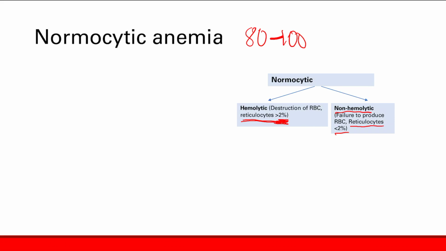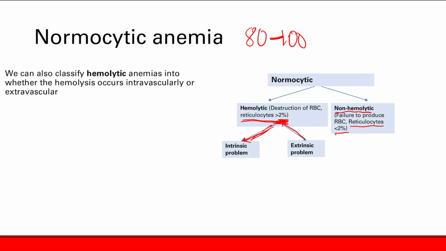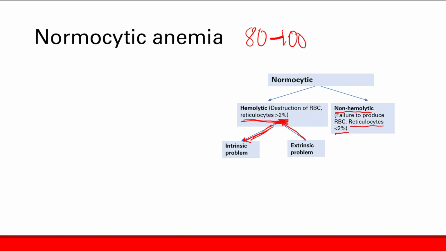So now we can divide even more. We can take our hemolytic anemias and we can divide them into the reasons why there's hemolysis. There's intrinsic causes of hemolysis and there's extrinsic causes. So intrinsic means there's something intrinsic to that red blood cell. There's something inherently wrong with that red blood cell that leads to its hemolysis. And the extrinsic problem means there's something outside, extrinsic to the red blood cell. There's nothing wrong with the red blood cell itself. There's something wrong with the body or in the blood that's messing up the red blood cells and causing hemolysis.